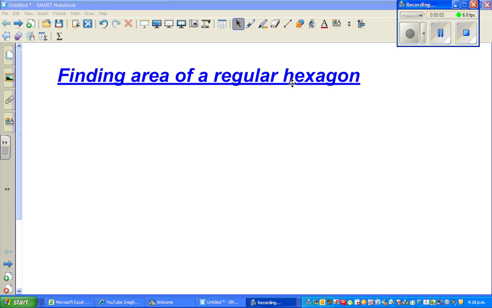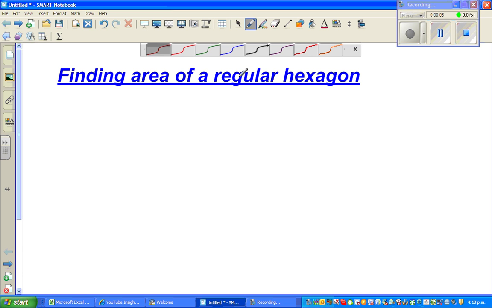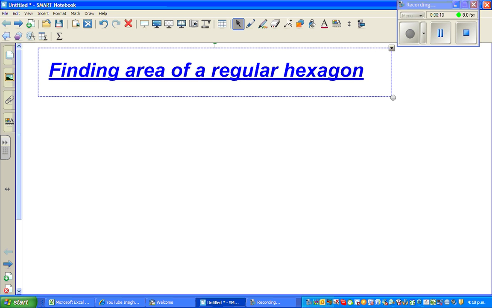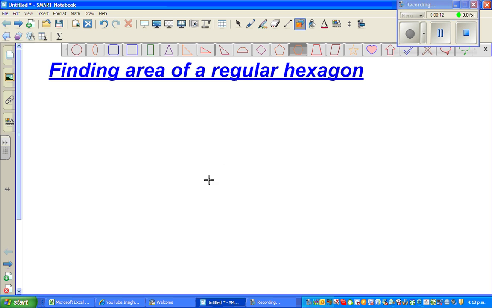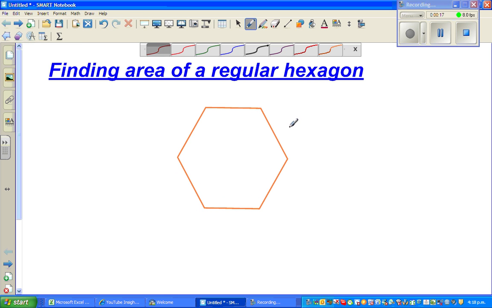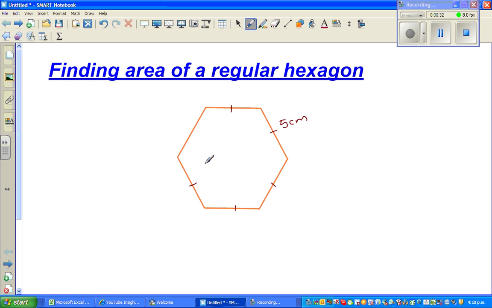The objective of this video is to find the area of a regular hexagon. Okay, so let me draw a hexagon. Say this is my hexagon. As it's regular, let us say each side is 5 centimeters. So the question is, how would you find the area of this hexagon?